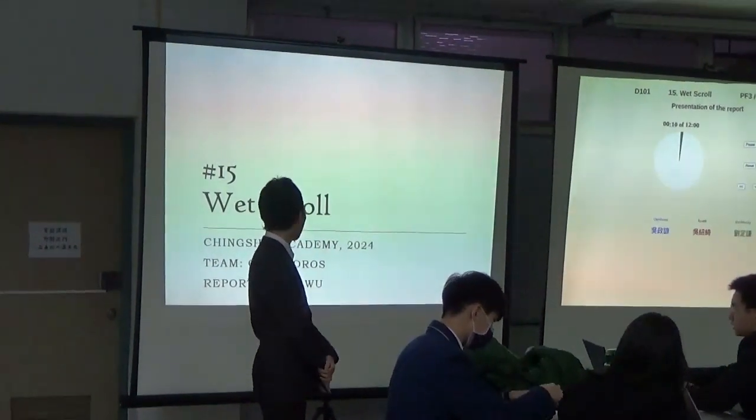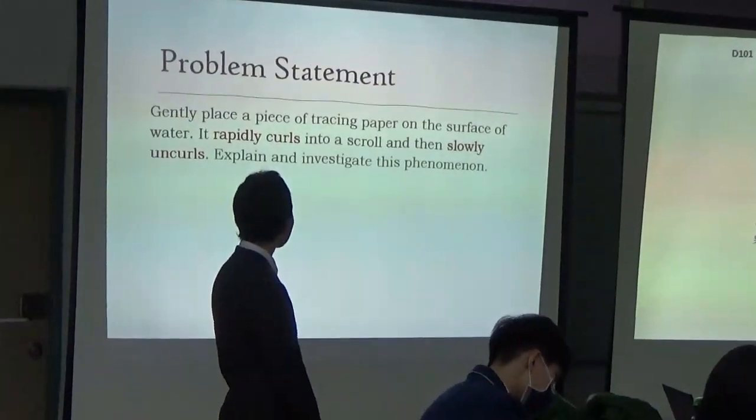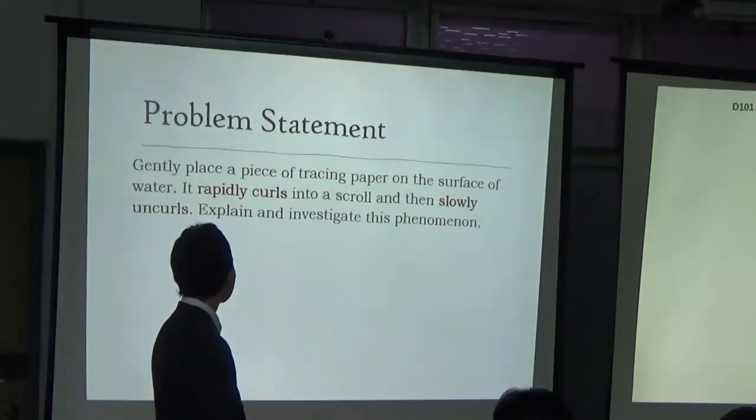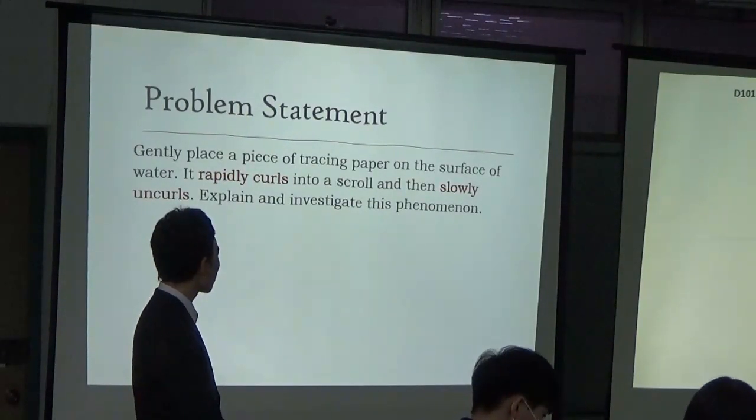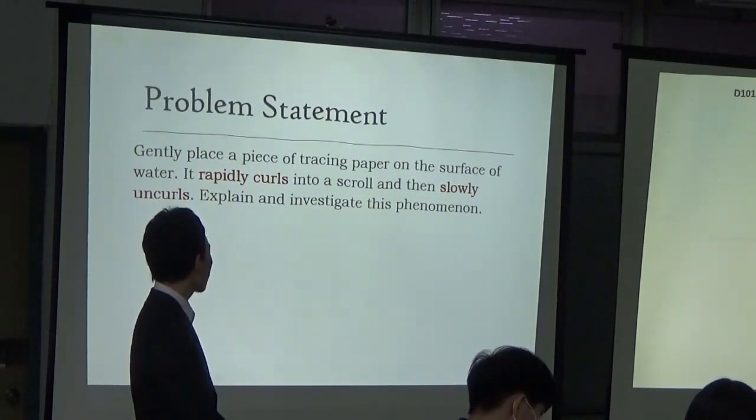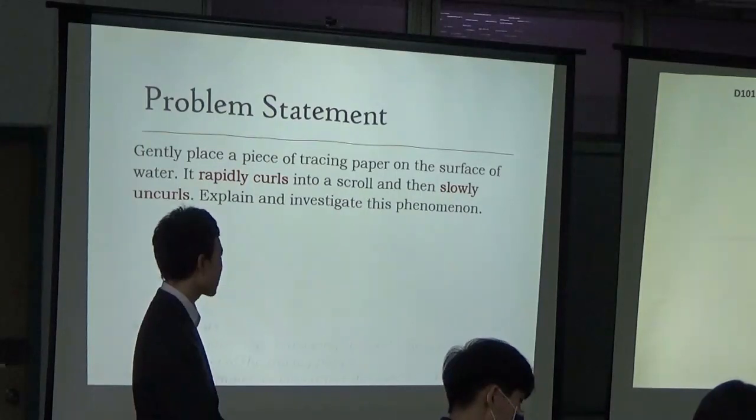Now I'll be presenting the problem. First, I'll be talking about the problem statement. Gently place a piece of tracing paper on the surface of water. It rapidly curls into a scroll, then slowly uncurls. Explain and investigate this phenomenon.